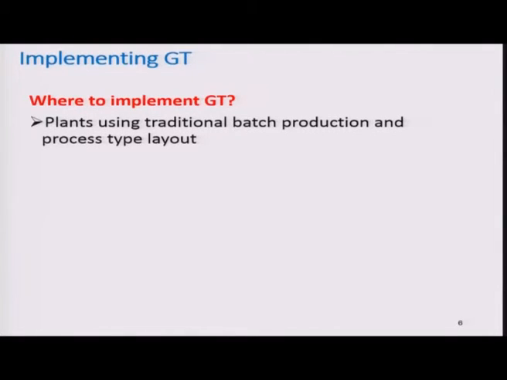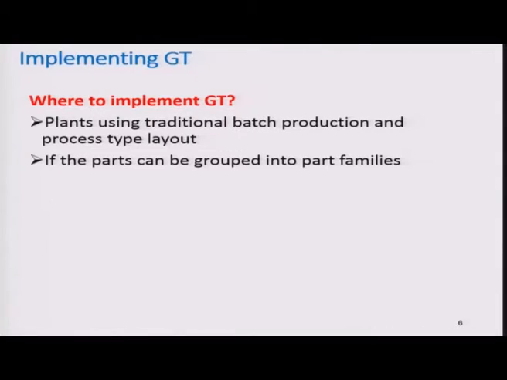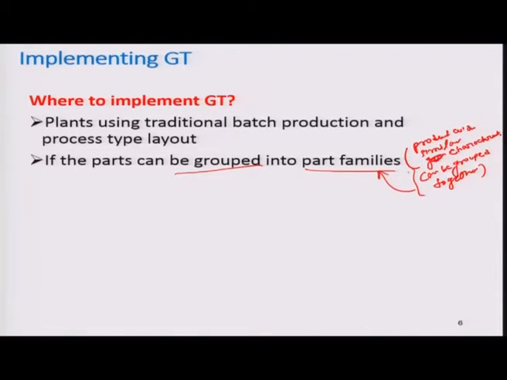Implementing group technology: where to implement it? Generally in plants using traditional batch production and process type layout, if the parts can be grouped into part families. Products with similar characteristics can be grouped together, and this group is known as a part family, where you group a variety of products with similar characteristics.